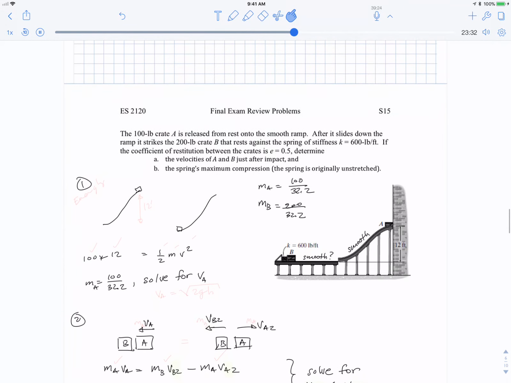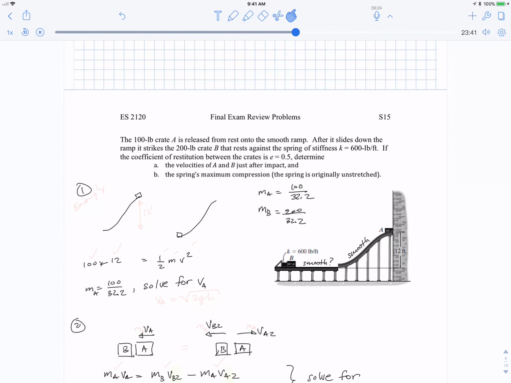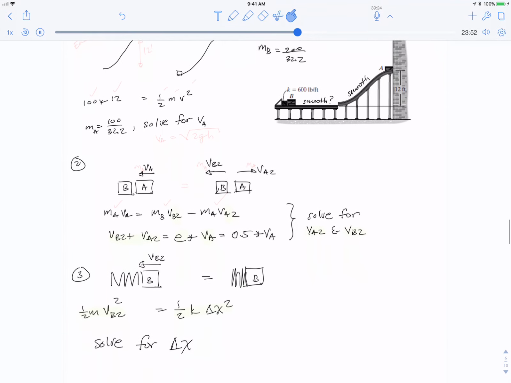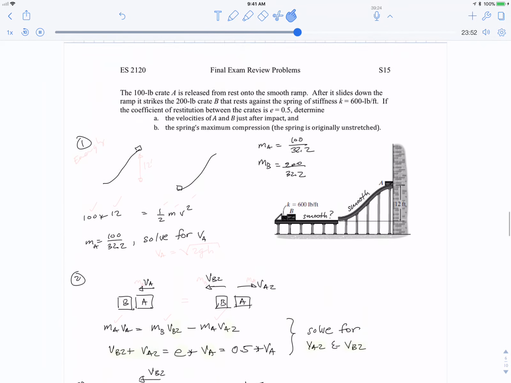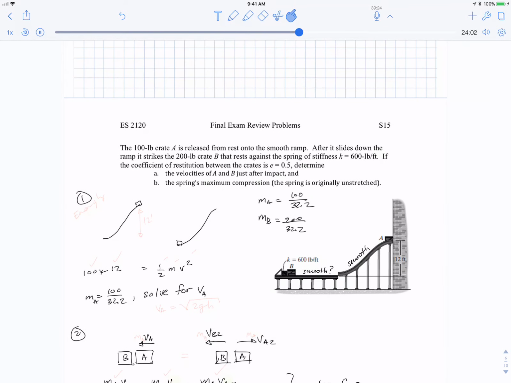So from A going down the hill to just before it hits B, that's an energy problem. Before the impact and after the impact, that's a momentum and coefficient of restitution problem. And then finally, after we know the velocities, finding the compression of the spring is another energy problem. So let's do this. Okay, and so the first part is an energy problem.